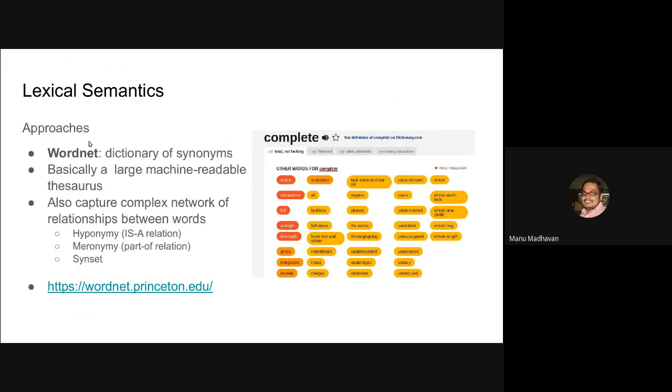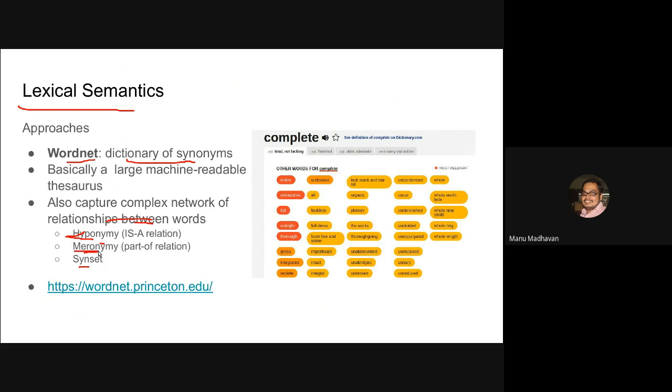WordNet is an example, a great tool that can be used for lexical semantic purposes. WordNet is a dictionary of synonyms, a thesaurus. Computationally, it's available; NLTK and many Python interfaces and APIs are available for WordNet. Basically, it is a large machine-readable thesaurus that also captures a complex network of relationships between words. The relationships include hyponymy, meronymy, or synset relations. Hyponymy means an is-a relation: a car is a vehicle, or a cat is an animal. So that kind of hyponymy relation it will hold.